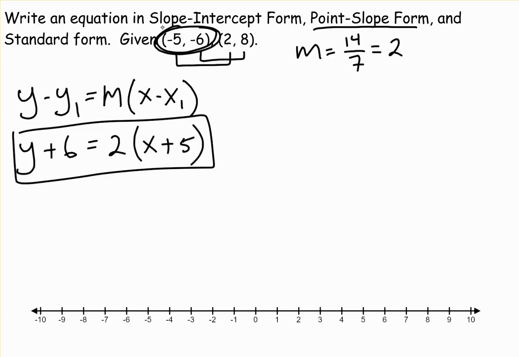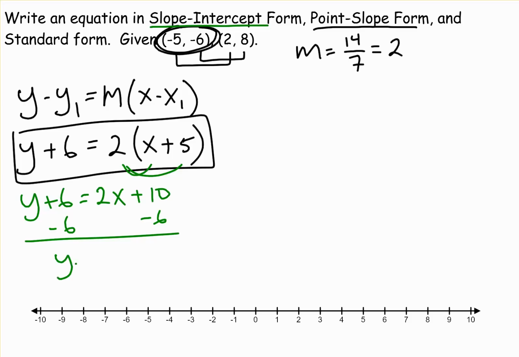Next we'll change this to slope-intercept form. To change it to slope-intercept form, we'll need to distribute our 2, and we'll get y plus 6 equals 2x plus 10. We're trying to get y by itself, so we're going to subtract 6 from both sides, and we get y equals 2x plus 4. And there's slope-intercept form.